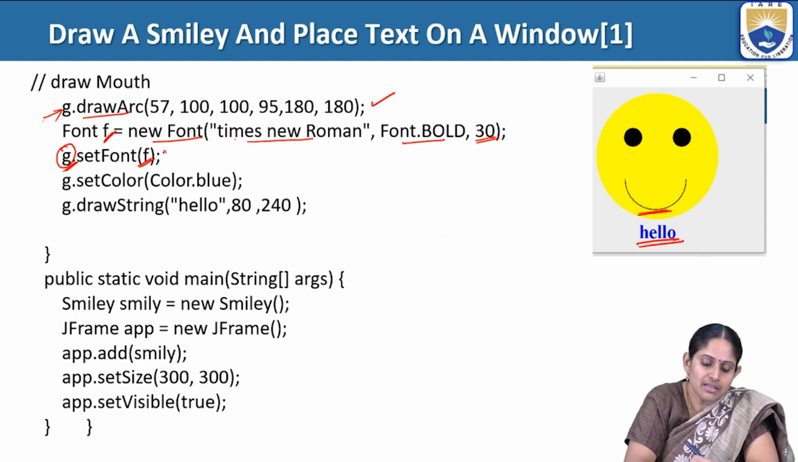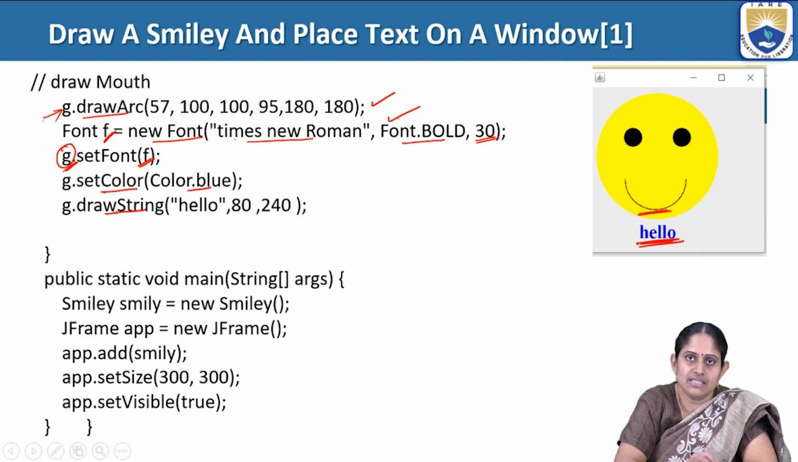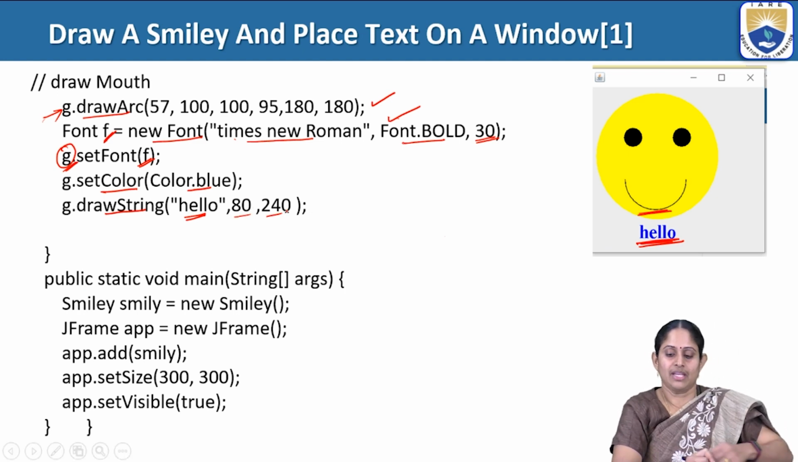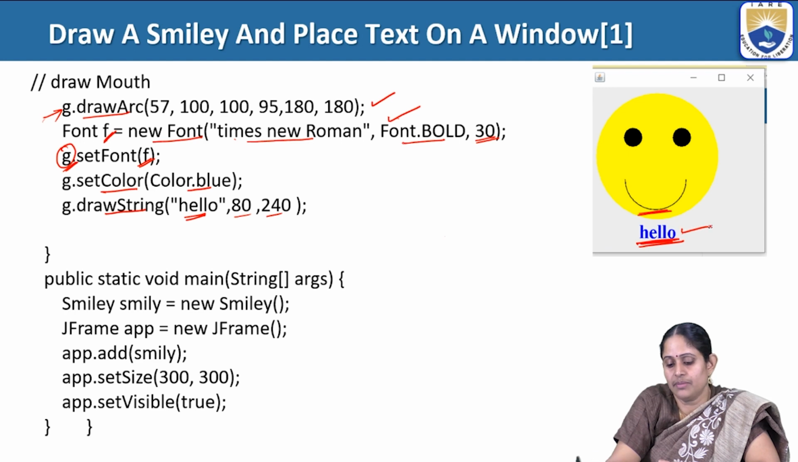So what happens? Whatever we try to write will be coming in this font. Then we are setting the color of that object to blue. So hence we get this color in blue. And then we are writing something. So to write something, we call the method drawString, to which we pass the string which we need and the x and y point. So by this we get the string written onto the panel.